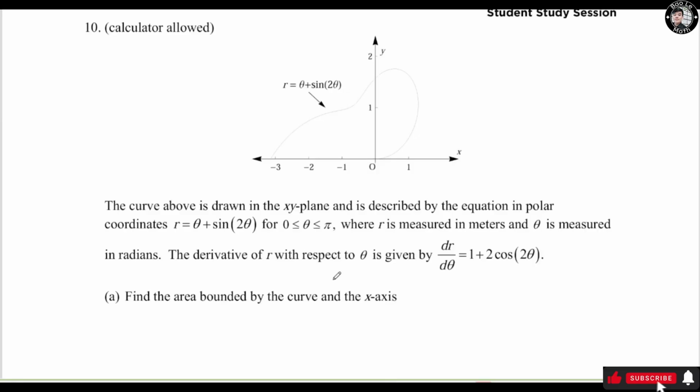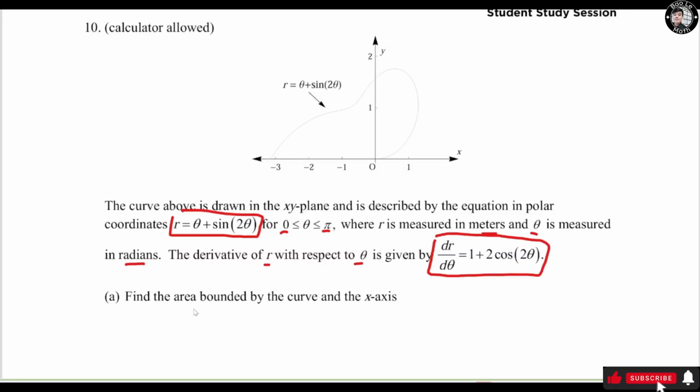Now let's move on to question 10. Calculator is not allowed for this question. This question comes from AP Calculus BC question 2 in 2005. The curve above is drawn in the xy plane and is described by the equation in polar coordinates r equals theta plus sine 2 theta for theta from 0 to pi, where r is measured in meters and theta is measured in radians. The derivative of r with respect to theta is given by dr over d theta equals 1 plus 2 cosine 2 theta.